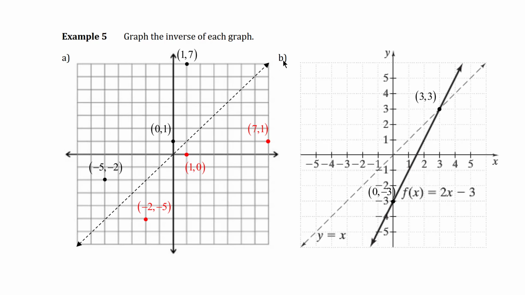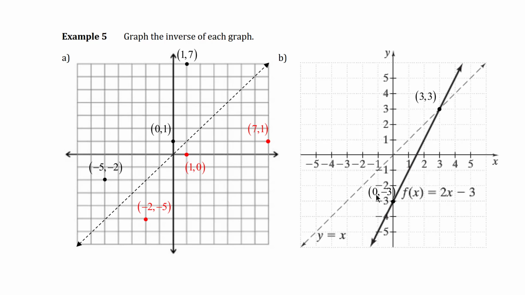Moving on to part B, we have the graph of a line which goes through the points 0, -3 and 3, 3. We also have a 45-degree dotted line going through the origin, which is going to help us graph the inverse function. To graph the inverse function, we just follow the same steps as part A. We take the points from the original function, and then we interchange the x and y values to get the points for the inverse function.